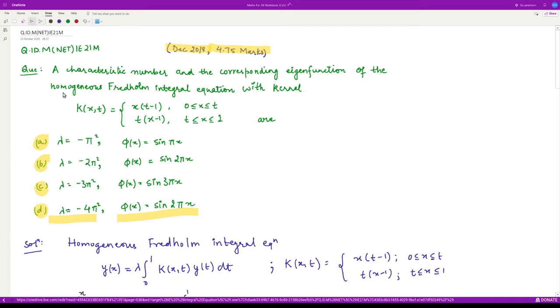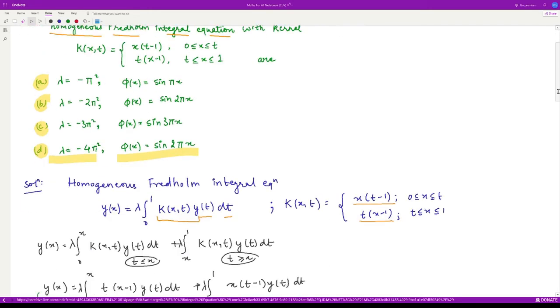We are given a homogeneous Fredholm integral equation. So it would be something like this. Let us call the unknown function y of x, that is equal to lambda, where lambda would be the characteristic number which we shall be finding, then integration from 0 to 1 the kernel, then the unknown function dt. Because this is homogeneous, there is no f of x, right? And the kernel is given to be this in the interval 0 to t and this in the interval t to 1, right? So let us try to solve this equation.